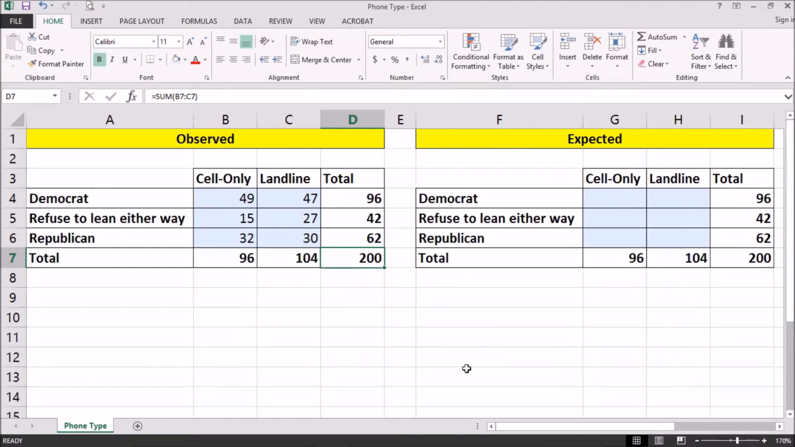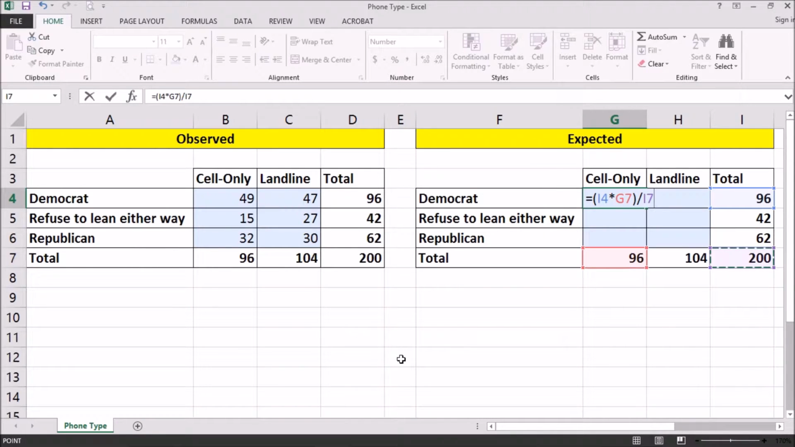We need to generate our expected counts table now, and we can use the row and column totals for this. If we multiply our first row total and column total and then divide by our overall total, we come up with an expected value of 46.08 Democrats in the cell only category.